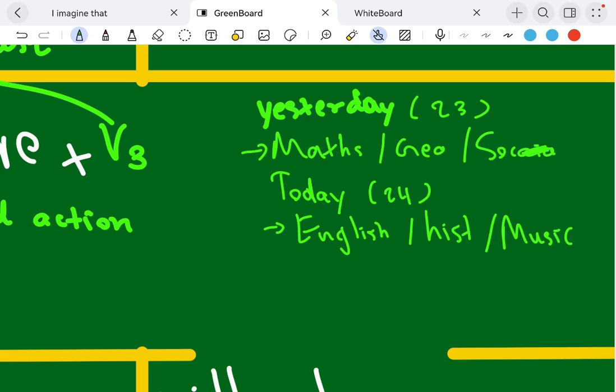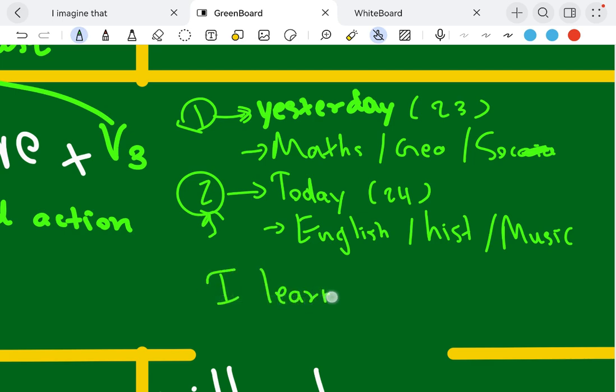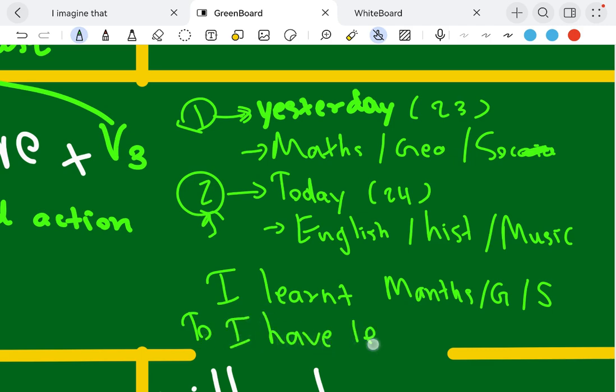Okay, so if you have to use present perfect tense, which time frame do you have to choose? Number 1 or number 2? Which one do you think? Yes, that's correct. You're going to use number 2. If we use number 1, we say yesterday I learned math, geography, and social study, right? So you say today I have learned English, history, and music.